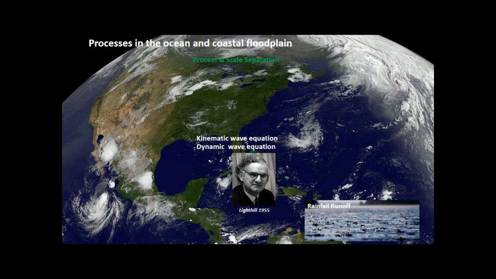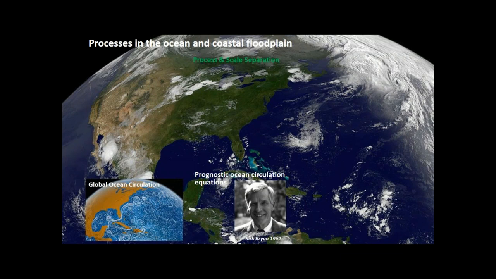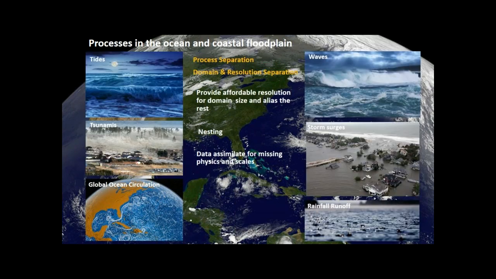Then rainfall runoff, the hydrologic models, kinematic wave equation, dynamic wave equation, and that was Lighthill in the 50s. And of course, that deals with the very thin layers of fluid that you're dealing with. And global ocean circulation, being the last part of that solid hydrologic ocean part, was developed by Kirk Bryan in the late 60s, and that's the foundation and start of all the big global circulation models.